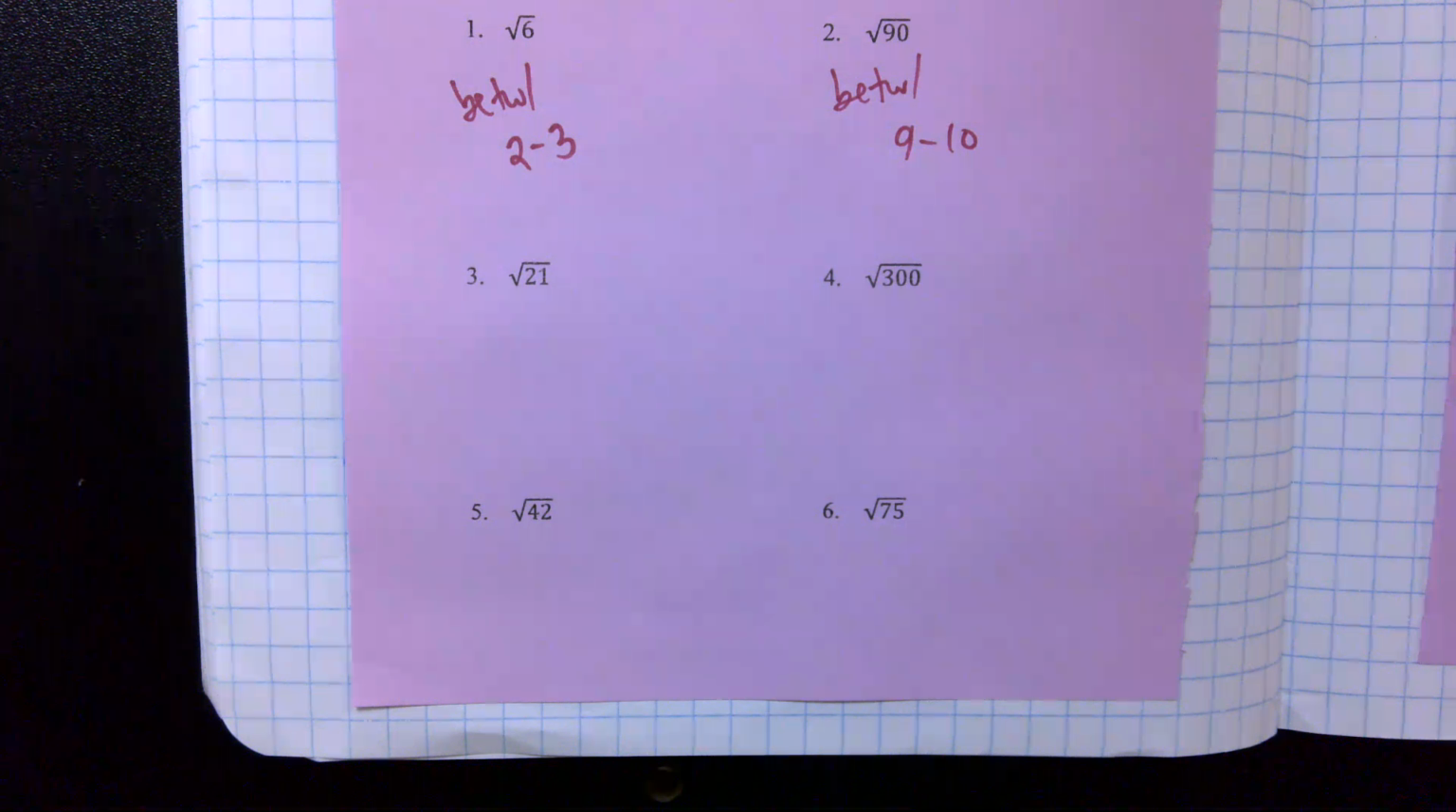This is 7 and 3. Let's say 3 and 10. So the numbers should be next to each other. 1, 2, 3, 4, 5. So 300 is in between 289 and 324. So your answer is between 17.